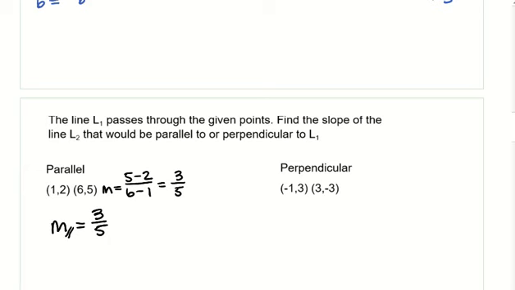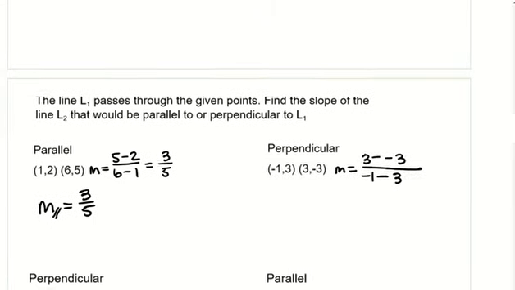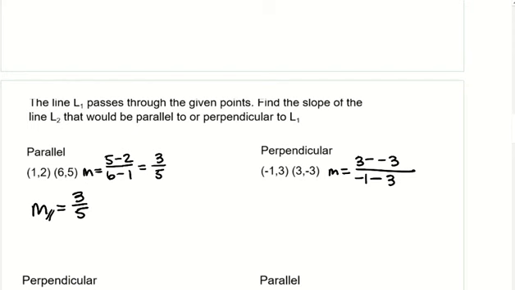Perpendicular, start by finding the slope in between the 2 points. Maybe this time I'll do y1 minus y2 over x1 minus x2. Remember last time we said that's the same thing. It doesn't matter which one you choose, as long as we're consistent. Right? We're going to do -1 minus 3. We have to do 3 minus -3. Otherwise, we'd be off by a factor. Right, so I've got that's 6 over -4.